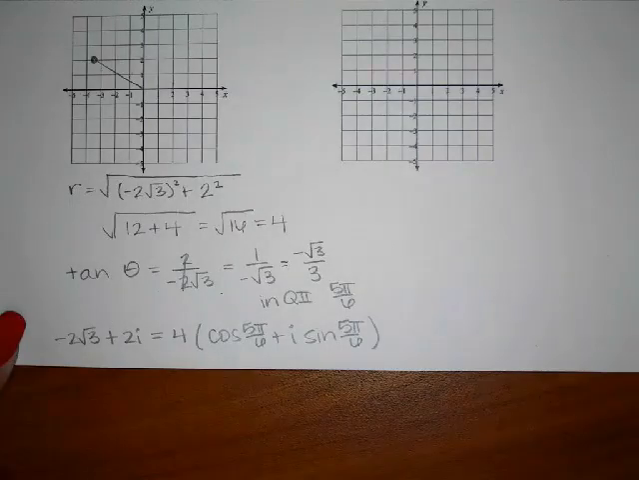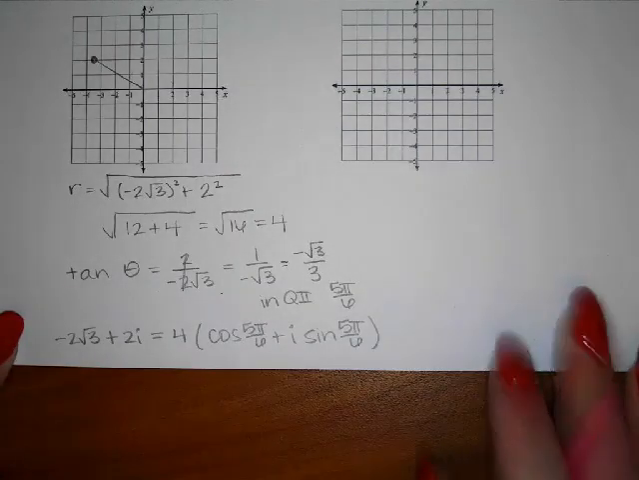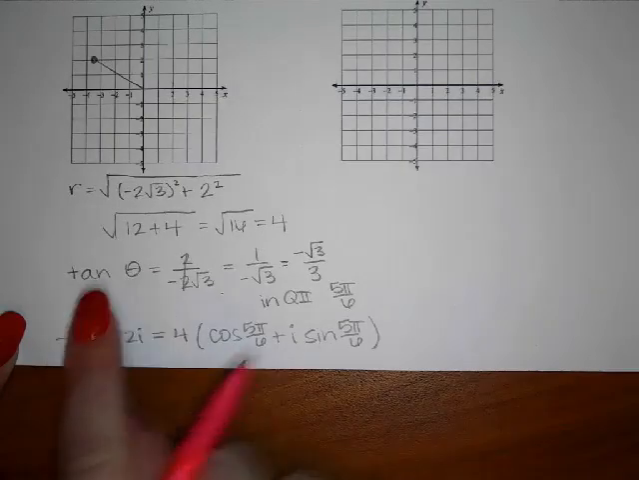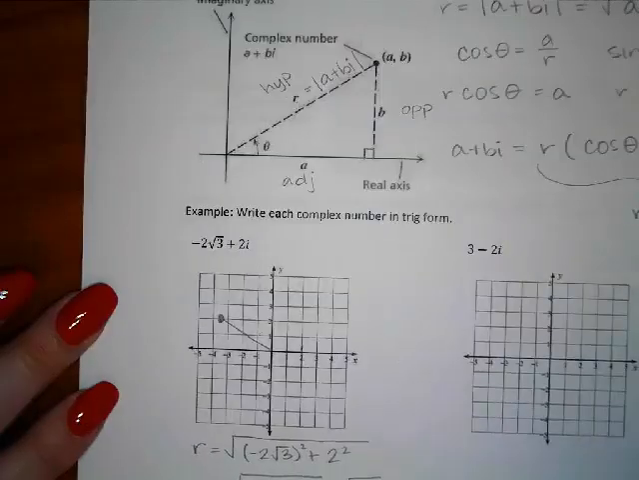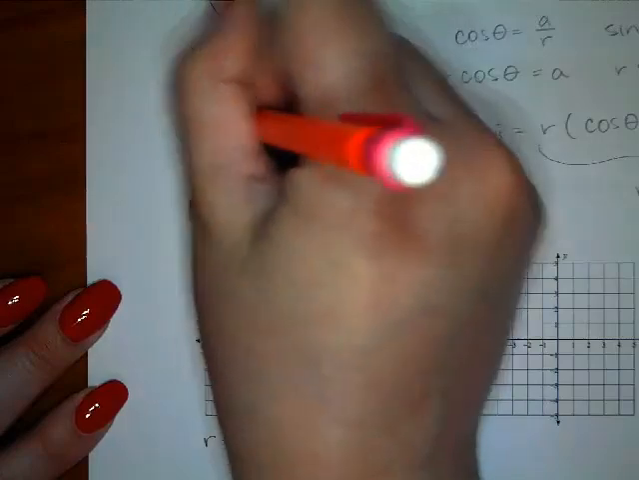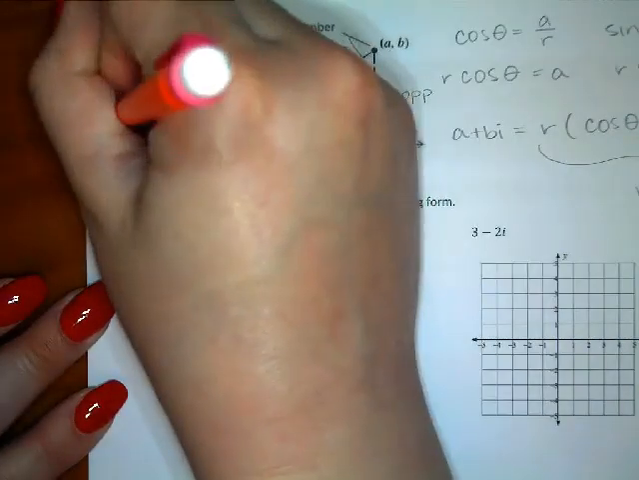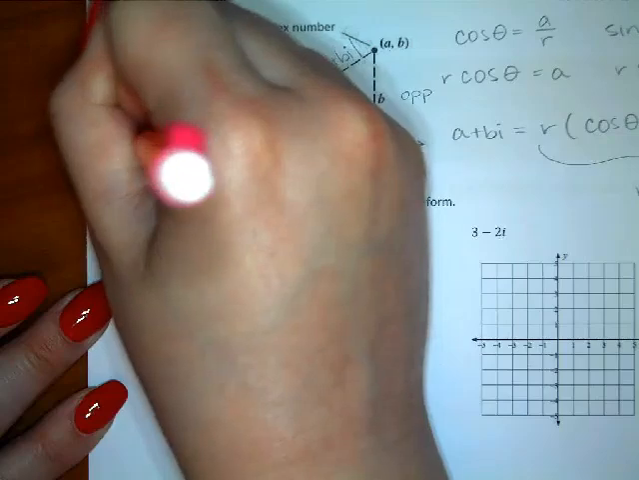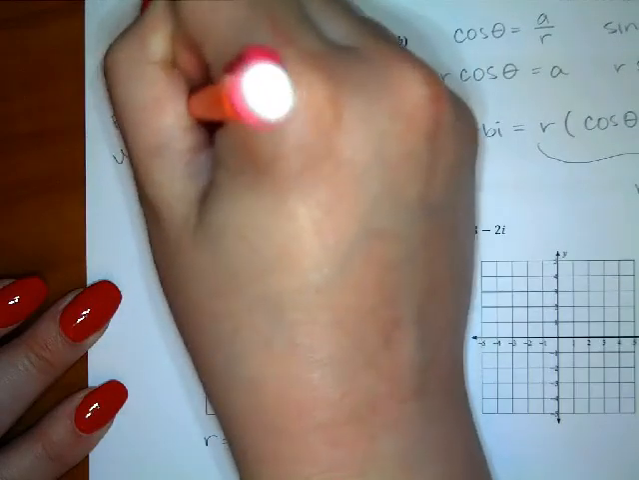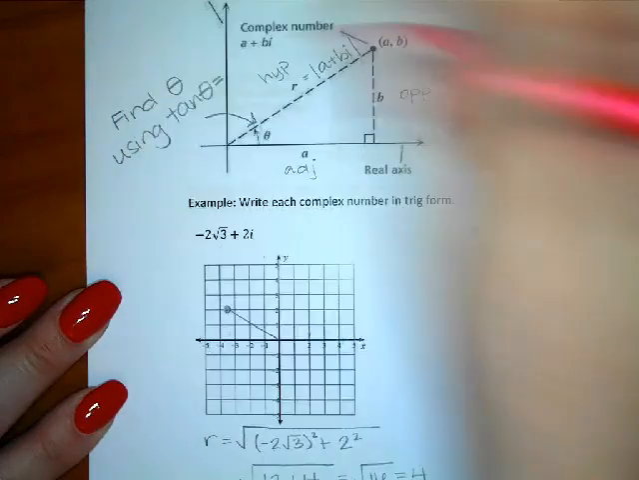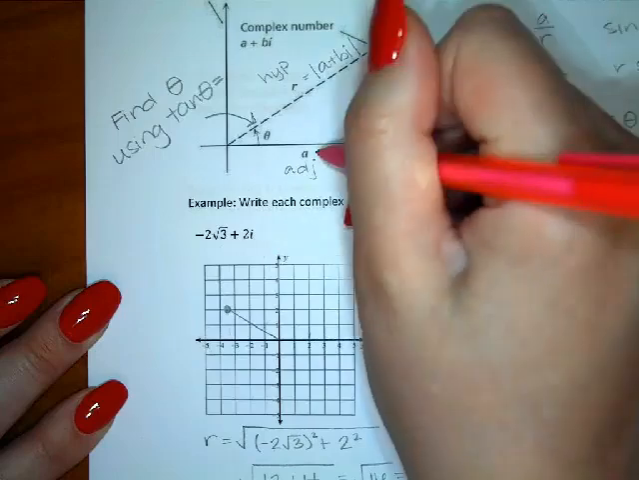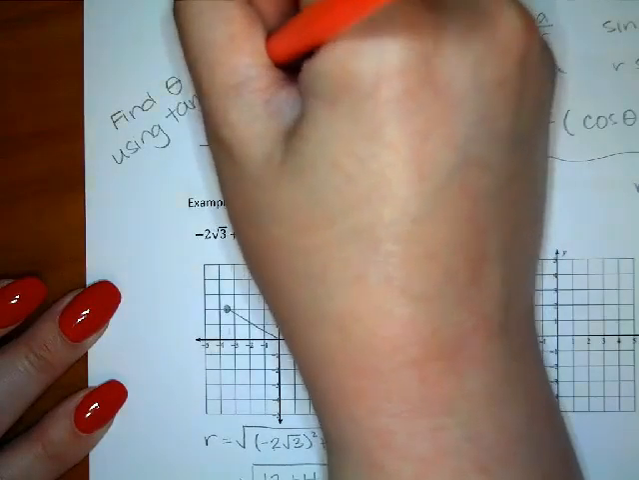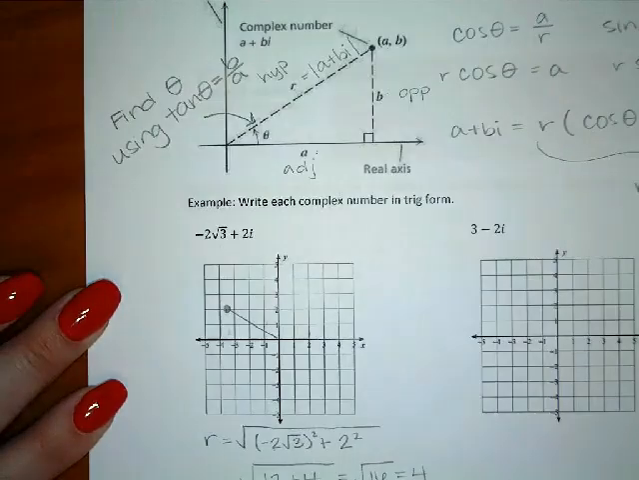Okay, and I'm going to go ahead and write a note up here because I didn't put this in my notes up here. I'm going to write: find theta using tan theta equals y divided by x, or b divided by a. So find theta by using tan.